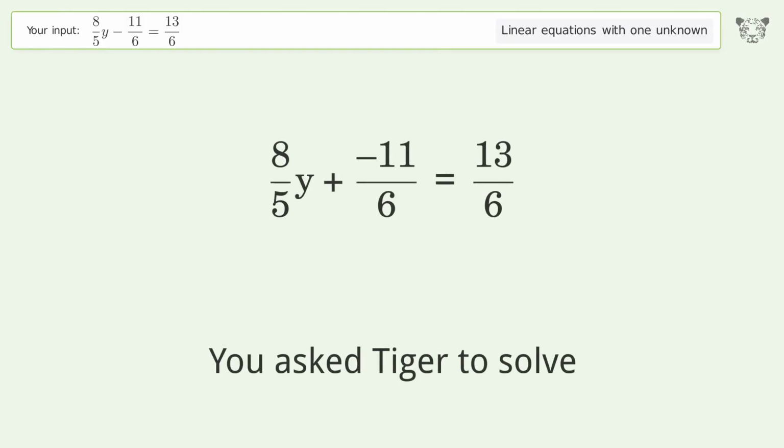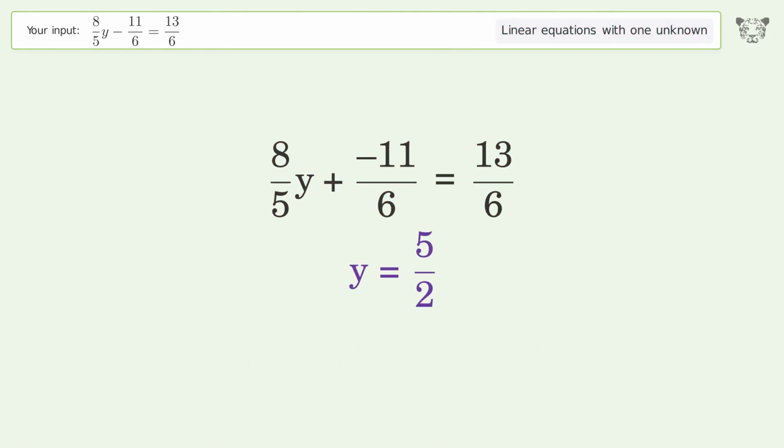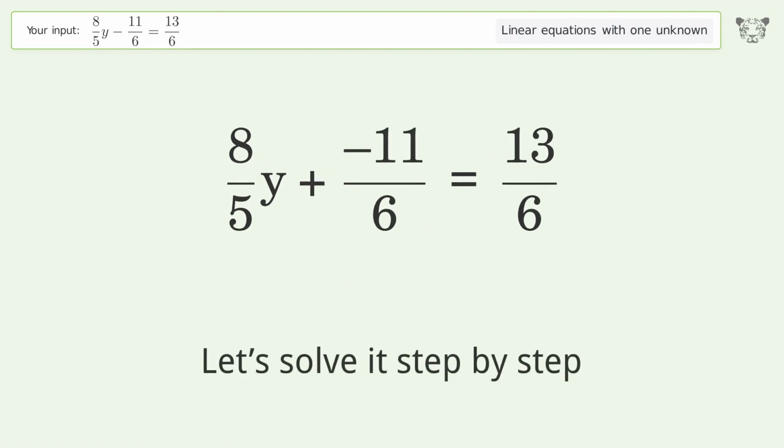You ask Tiger to solve. This deals with linear equations with one unknown. The final result is y equals 5/2. Let's solve it step by step.